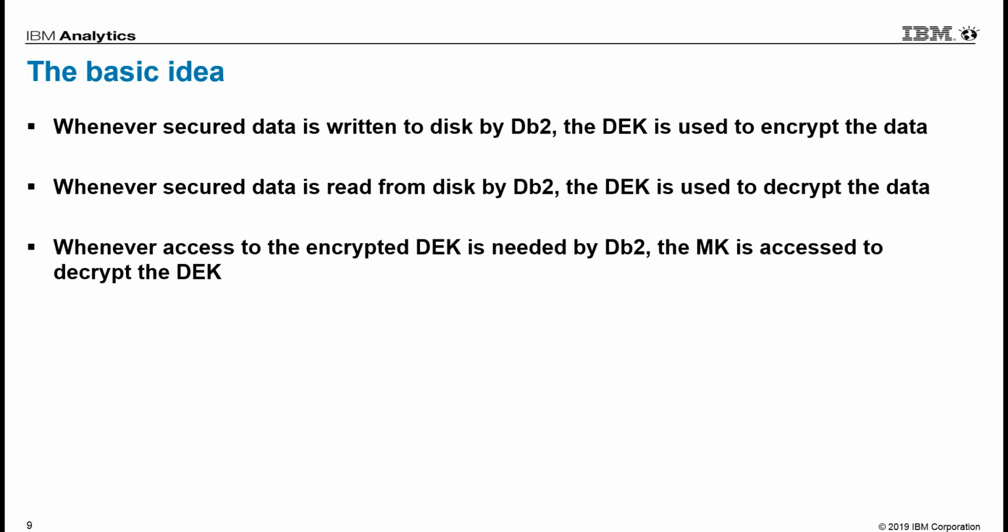The basic idea is whenever you read or write data to disk, the data encryption key is used to encrypt or decrypt the data. And whenever you need to access the DEK in order to do those actions, you actually have to go and access the master key. So you get the master key, you decrypt the data encryption key, and now you can decrypt the data. That's what DB2 is doing under the covers.